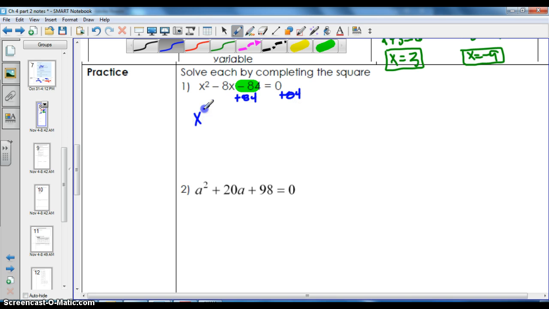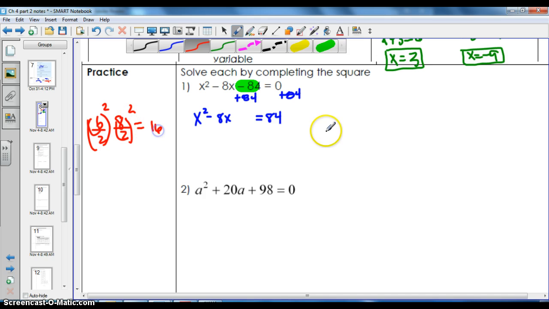So we have x squared minus 8x, leave a space, equals 84. Now let's put in our magical number. So it's going to be 8 divided by 2, again, b over 2 squared. So 8 divided by 2 squared would give you 4 squared, or 16. So that's our magical number, 16. Add it to both sides.